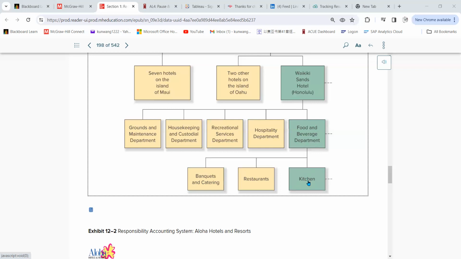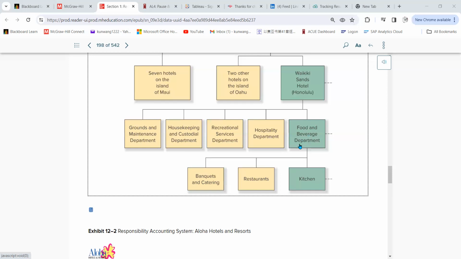And then if you're looking at the kitchen only, a kitchen that prepares the food, and they are not facing the customer or service directly, the kitchen will be a cost center, right? So it's really right on the bottom. So that's what I'm talking about.